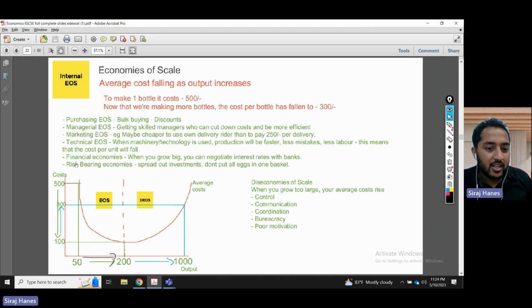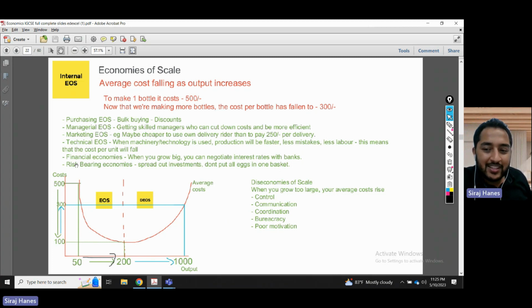Marketing economies of scale. Earlier, we were delivering just one bottle of water. We're paying for delivery, 250 rupees per delivery. We're going to deliver one bottle of water. $250 for it. Now, same delivery cost, 250, but we're sending 10 cases of water. Now the 250 is being split by all those water bottles. The cost per unit is falling.